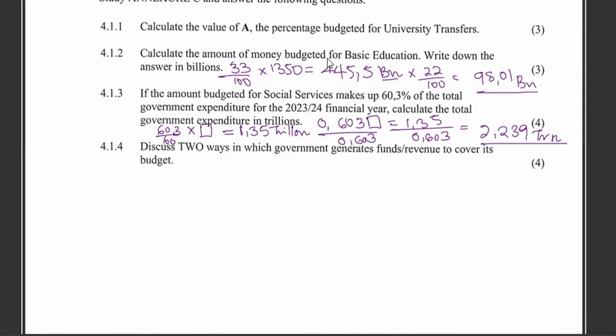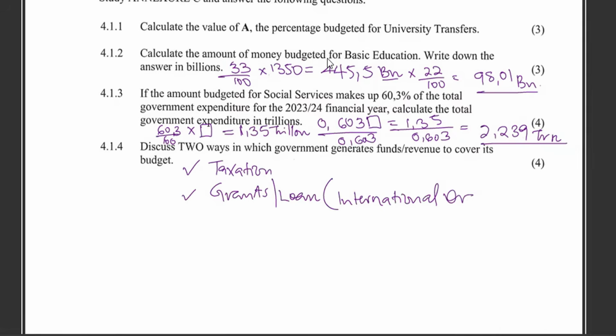Okay. Discuss two ways in which the government generates funds or revenue to cover its budget. First and foremost, it's through taxation. Number two, grants and loans from international organizations like IMF, International Monetary Fund. You understand? Then also from the exports. If the country exports goods, it gets money from there.